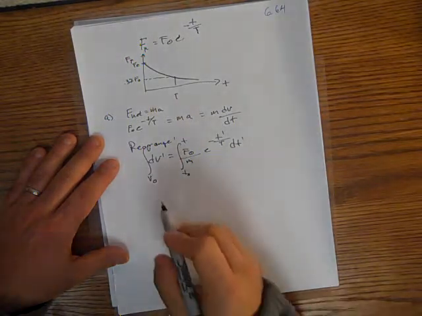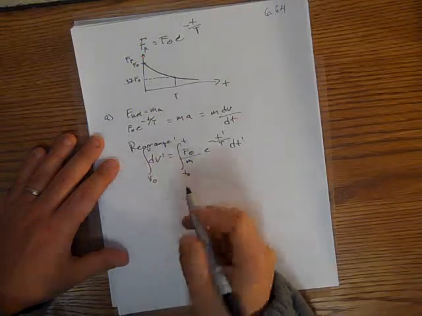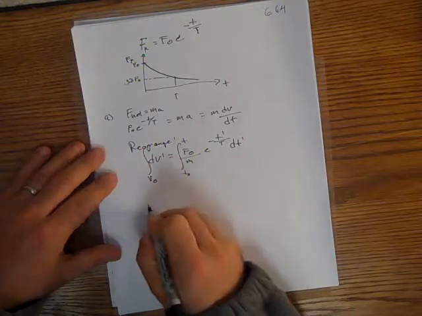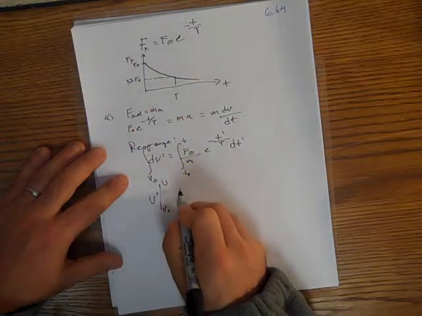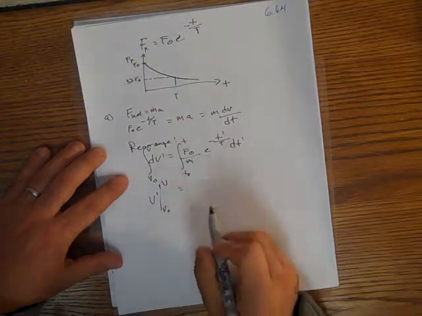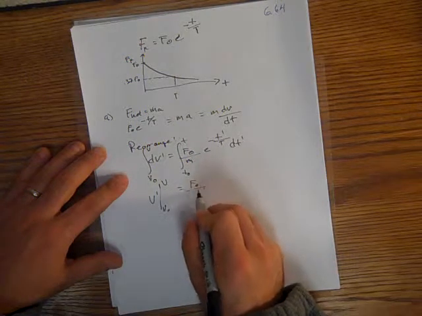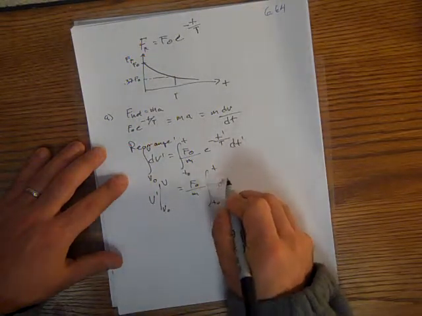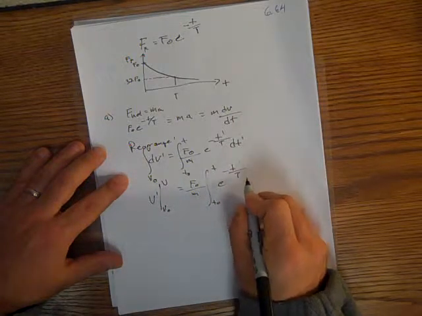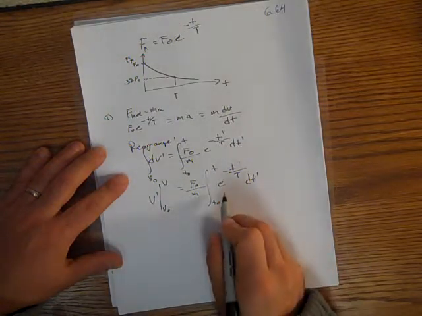Okay. So for those of you that remember, the integral of dv is just v. Okay. So I get v prime, and I evaluate it from my lower limit to my upper limit. And that equals this thing. Well, I have a constant, F0 over m. I have the integral from t0 to t of e to the minus t over big T dt.